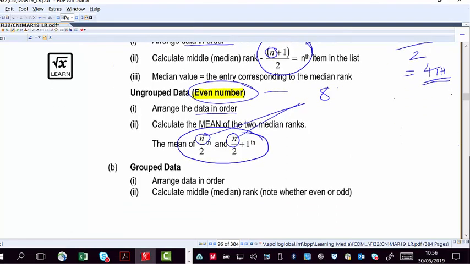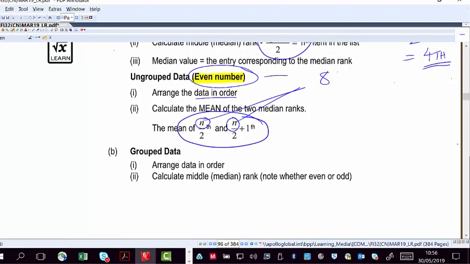If we have grouped data, that data will normally already be in order, but it will be in order in relation to ranges. So again, remember, we lose some of the individual detail when we group the data, but it will be grouped in order of ranges, and then again we note the middle item. Much easier to explain with an example.